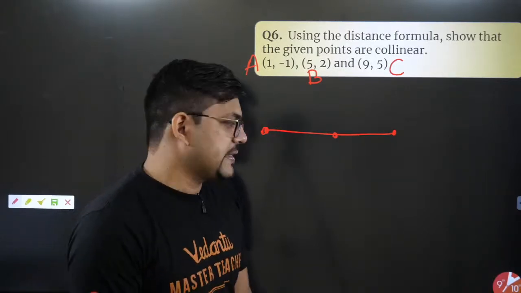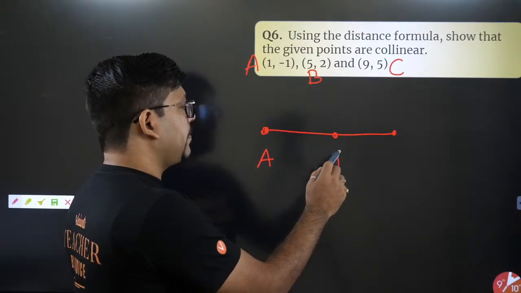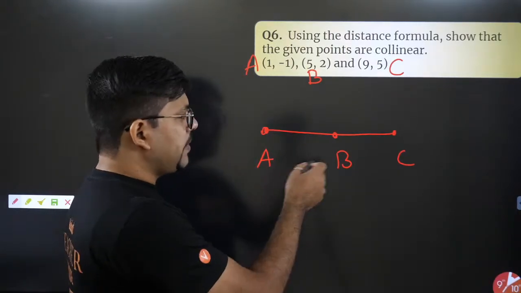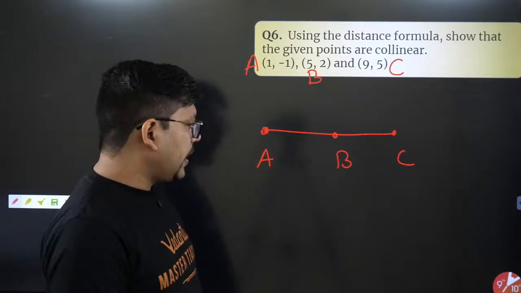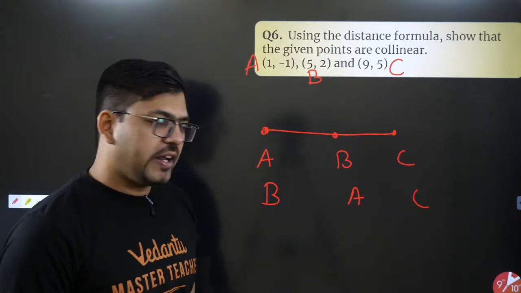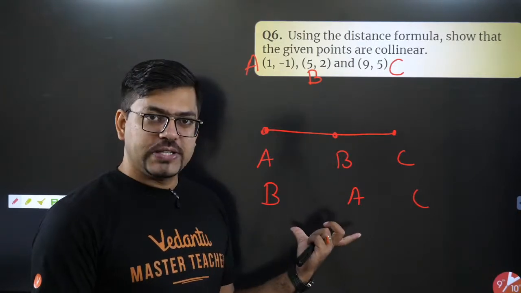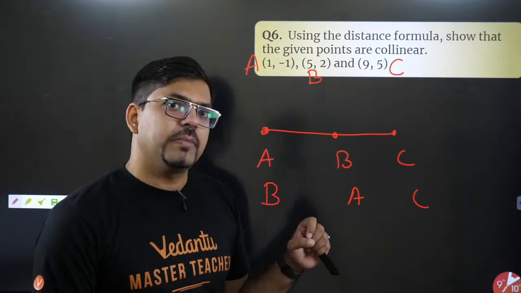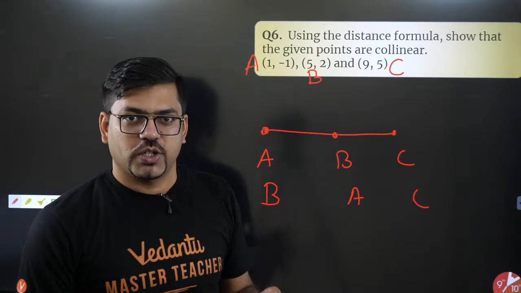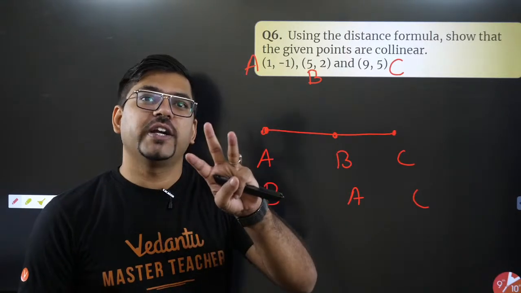So one possibility is very simple: A could be here, B could be here, C could be here. So in this case, what will happen? AB plus BC equals AC. Or another case is that B might be here, A might be here, C might be here. So here what will happen? AB plus AC equals BC. But whatever the situation, in every situation, you will have to find 3 distances.